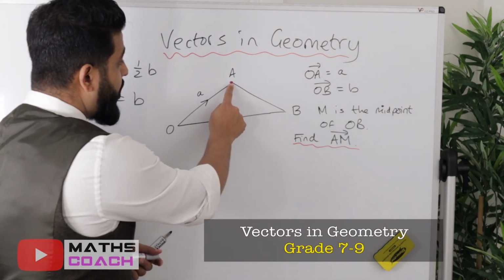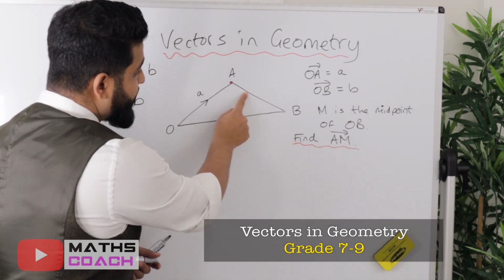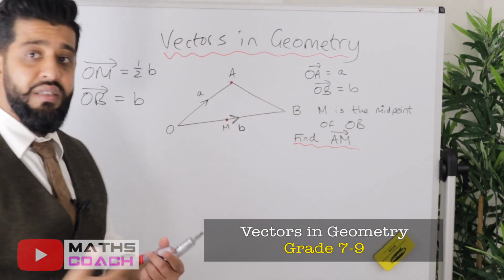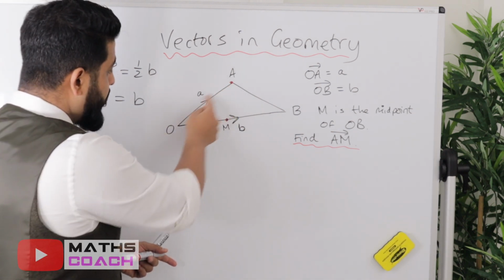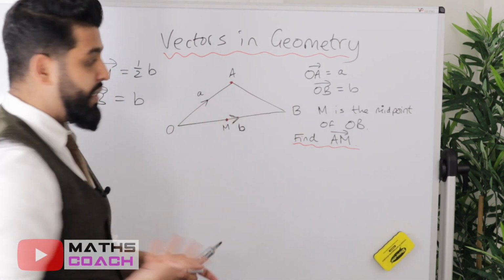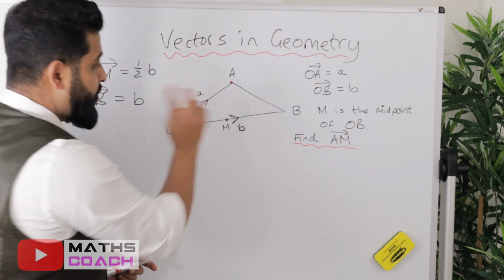So you can't go A to B. Can you see there's no arrow there? Okay, that means that there is no way to get there. You have to go all the way round, but you don't need to get to B anyway. Okay, you just need to get to M.